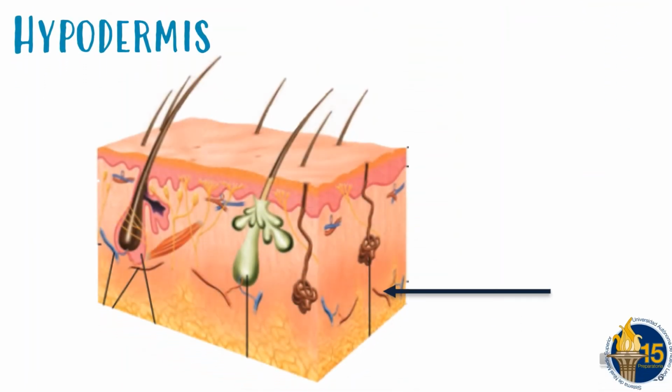And the last layer of the skin is the hypodermis. It is under the dermis. Its function is to work as energy storage and also preserve the body heat.